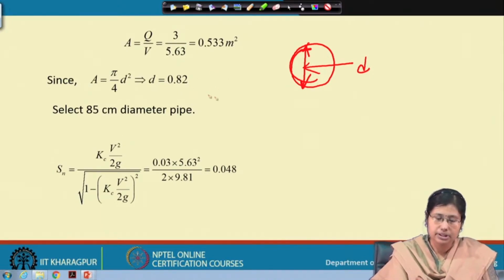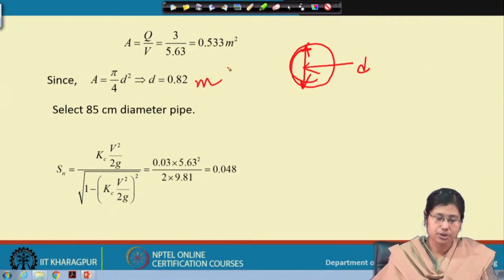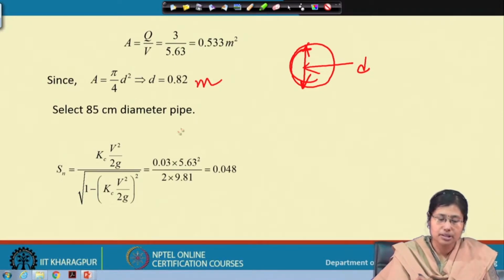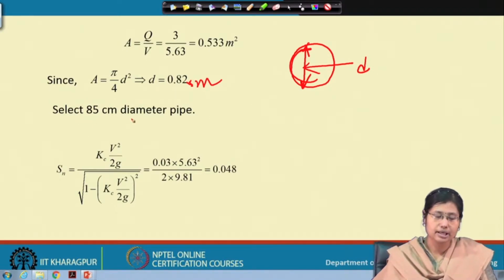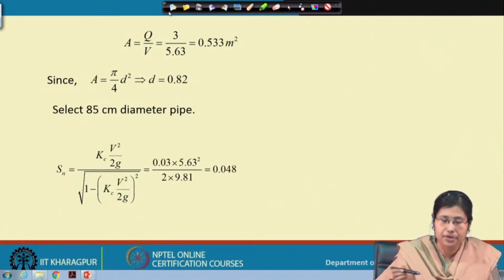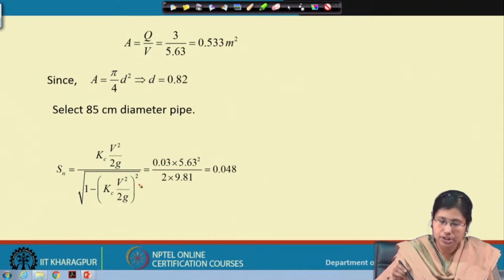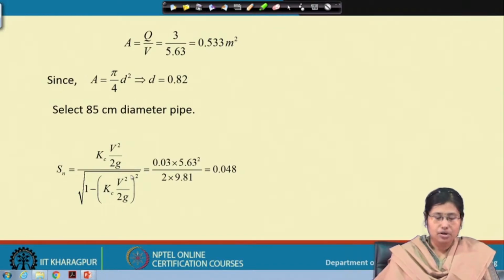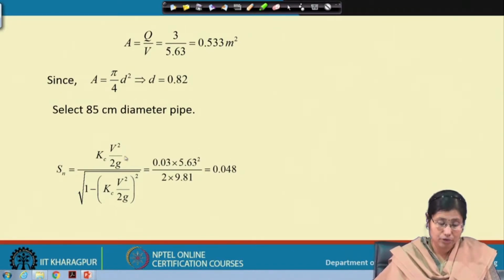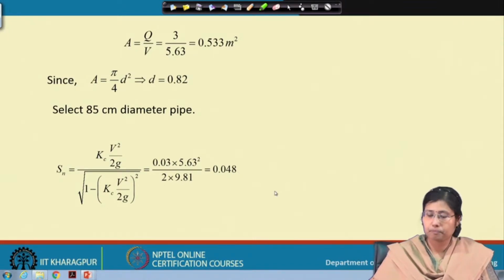So, here the diameter of the pipe comes to 0.82 meter, which is nothing but 80 centimeter. Since this is not a standard measure, we select 85 centimeter as the pipe diameter. Now we are going to compute the natural slope. The natural slope is a function of the coefficient of contraction and the head loss, the velocity head. From that we calculated the natural slope of the pipe.